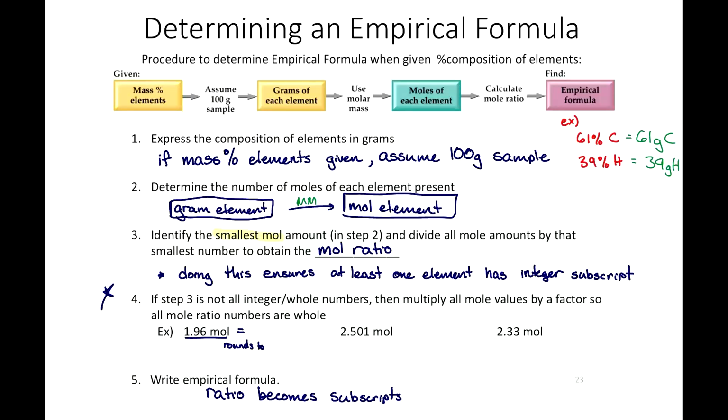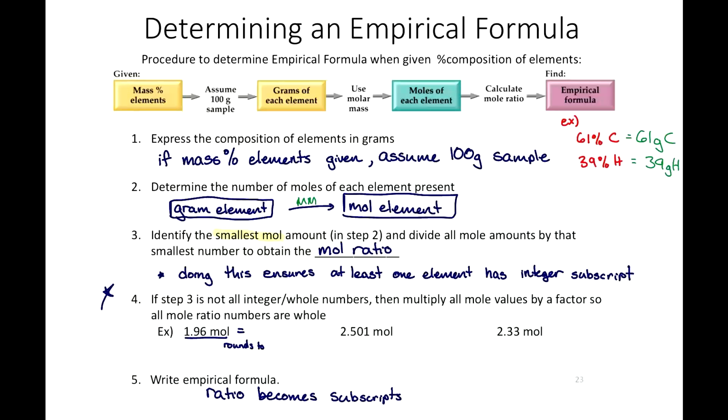Then after step 2, you're going to have mole amounts that look really ugly. There are going to be tons of decimal places. So this is really important. Step 3 is identify the smallest mole amount you have and divide all of those mole amounts that you calculated in step 2 by that smallest number.